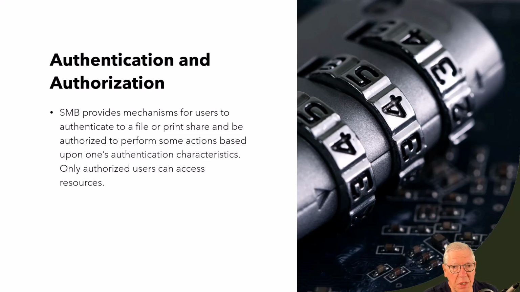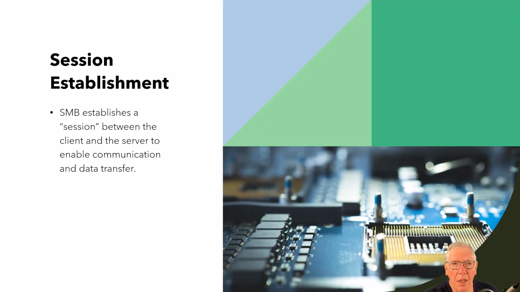So SMB provides mechanisms for users to authenticate to a file or a print share and then be authorized to perform certain tasks. And so the idea here is that we can authorize just certain things. So even though you're authenticated, that doesn't necessarily mean that you're authorized to do everything with a file or with a printer.